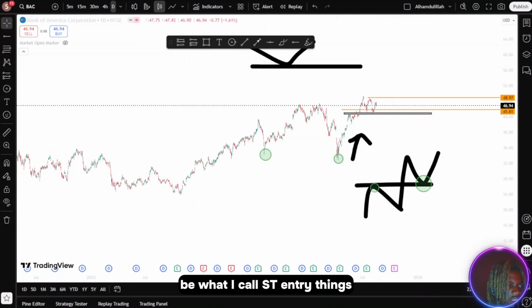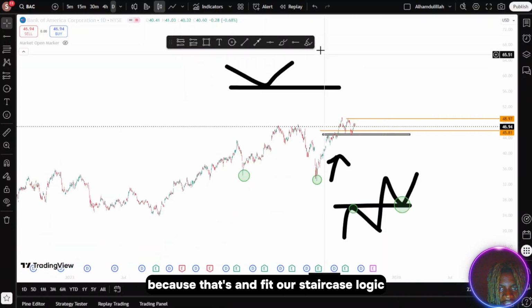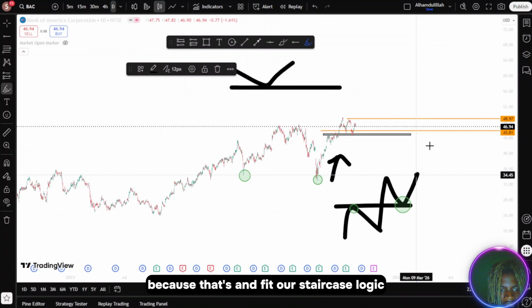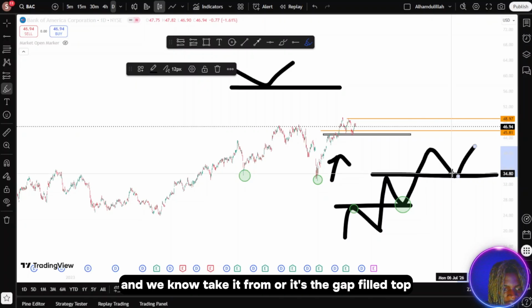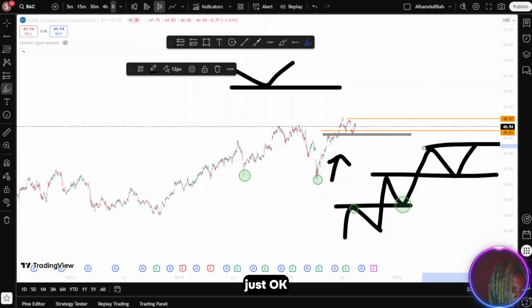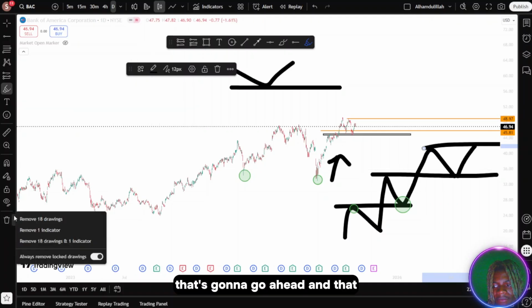That'll be what I call an S tier entry. Okay, see that? That's going to be an S plus entry that a lot of people are looking for, because that fits our staircase logic. You see resistance turning into support very, very cleanly. Then we know to take it from support. It's the gap fill.